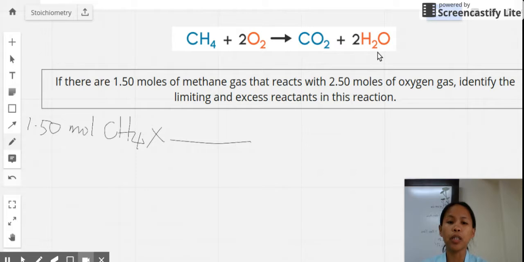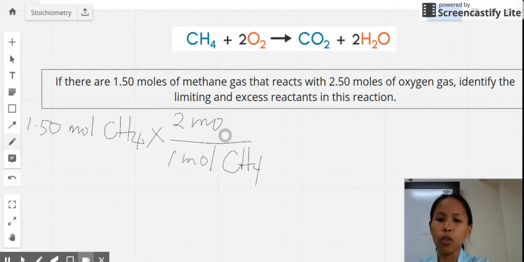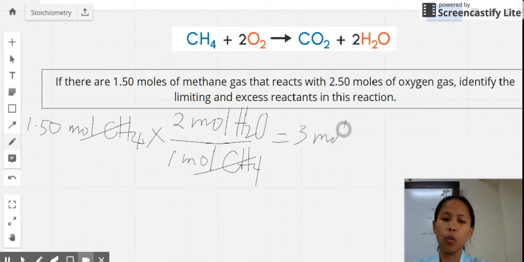So if I focus on water, that means in my second example, it has to be water so I can compare it properly. The mole ratio, because it's a mole to mole, we just need the mole ratio of CH4 and water, which is 1 to 2. So we put 1 below so we can cancel it: 1 mole of CH4, and of course for water, it will be on top, so 2 moles of H2O. You cancel out mole CH4, so it's simply 1.50 times 2, which gives you 3 moles of water.